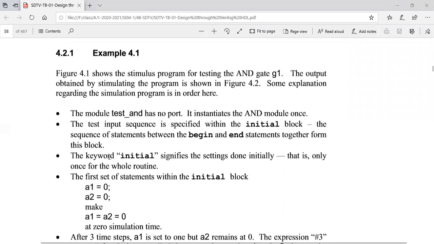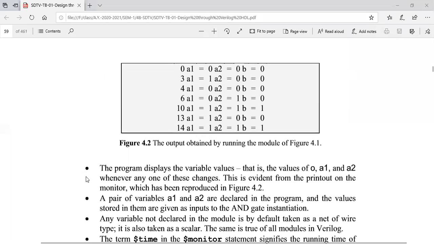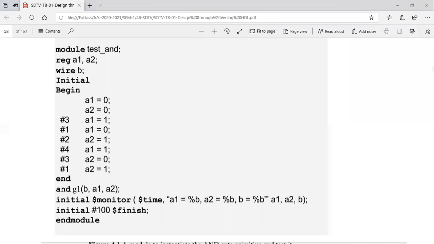So for example, you see here the figure shows the stimulus program. Stimulus is for testing only, right? So the corresponding output for this program is shown here. First let me analyze this. I have a program that is nothing but AND G1, B, A1, A2. A1 and A2 are the inputs and B is the output. The name of the gate I have given is G1 and it is an AND gate, right?